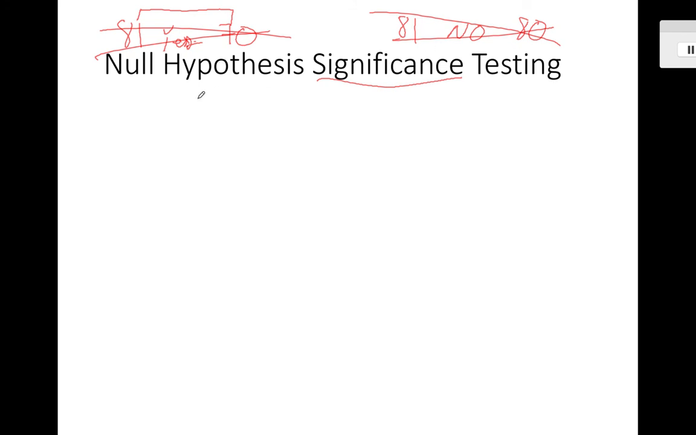Well, the term null hypothesis significance testing now comes into effect, where we are going to be looking at our numbers and seeing if those numbers are extremely different from each other for us to be able to draw conclusions that the groups do differ.